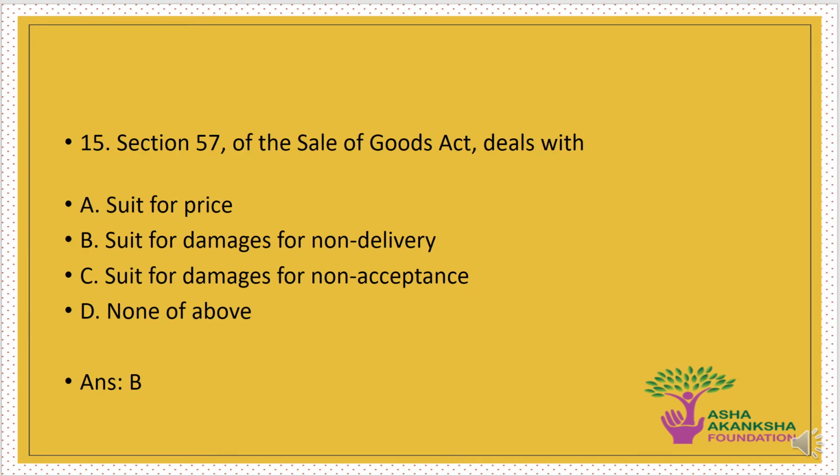The next question is, Section 57 of the Sale of Goods Act deals with which of the following? Options are A. Suit for price, B. Suit for damages for non-delivery, C. Suit for damages for non-acceptance, D. None of the above. The correct answer to this question is option B. That is, Section 57 deals with suit for damages for non-delivery.